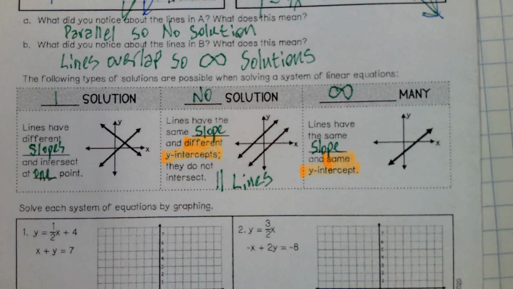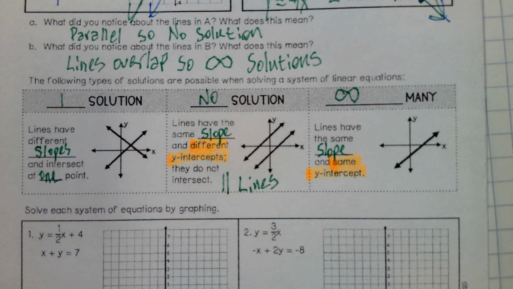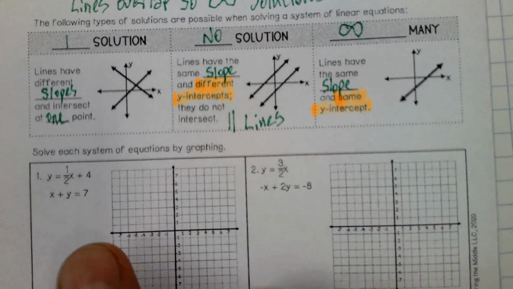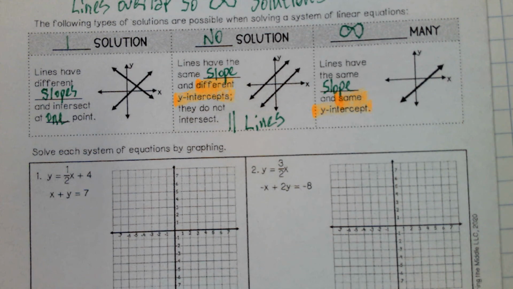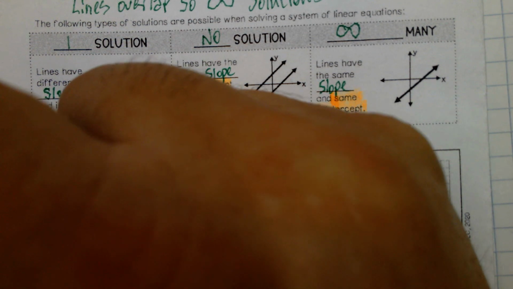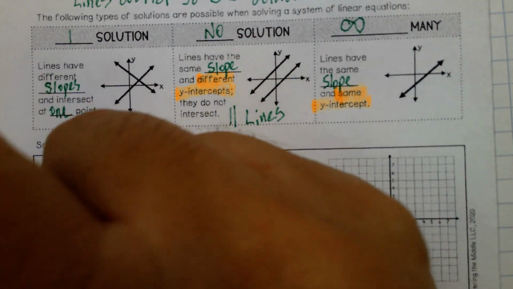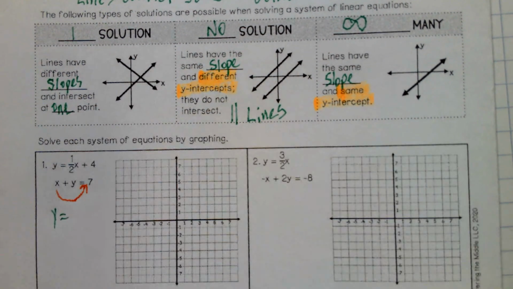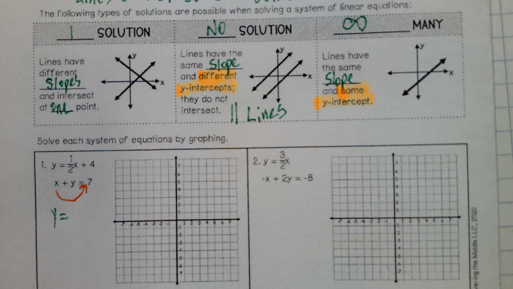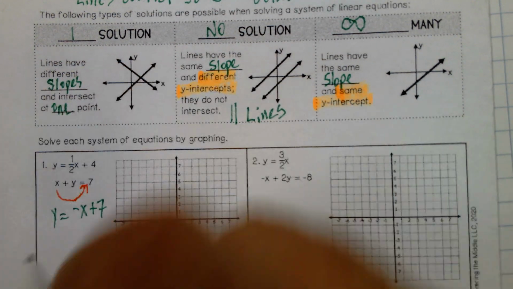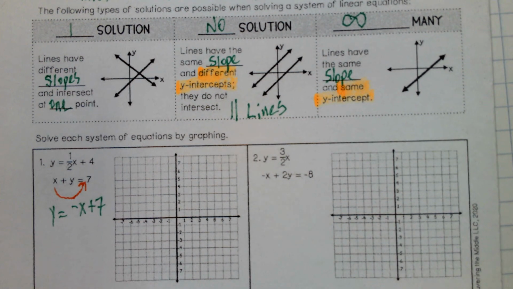So let's see what we have in this next example. So I'd like you to try to graph these two. Let's fix this one though. Bring the x term over to the other side. And we're going to get y equals, what are we going to get? Y equals negative x plus 7. Okay, so go ahead and graph these two lines.